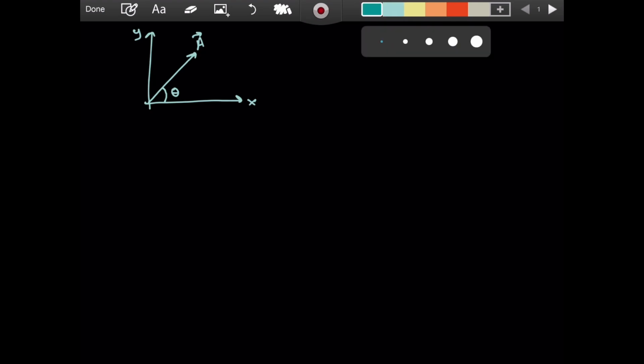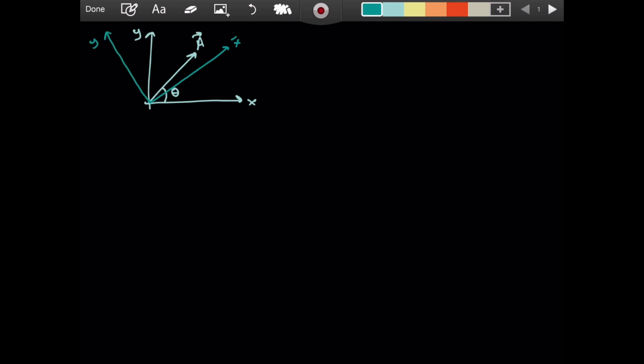Let's say we rotate it in the counterclockwise direction, and the new coordinate plane looks like this. Let's say this is the x prime direction, and this is going to be the y prime direction.